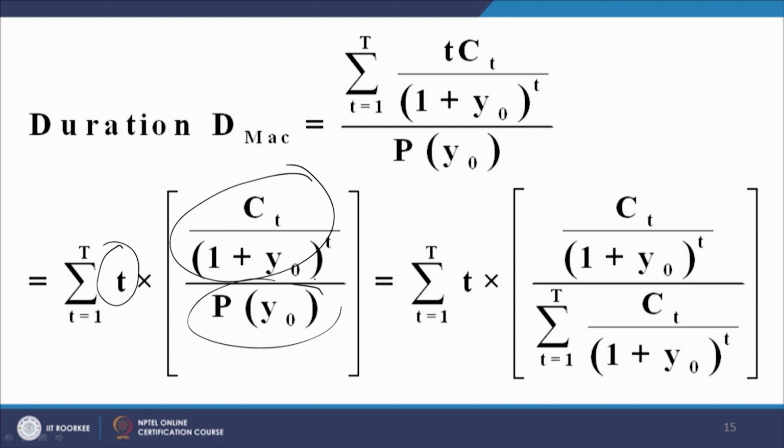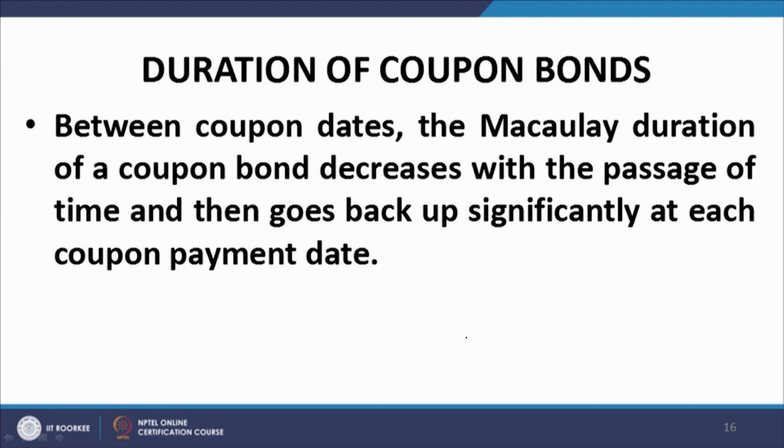What I am trying to say is that we can write P 0 in this form, and if you look at this form carefully, this is a weight and this is the sum of the weights. So, obviously, the sum of the weights will turn out to be 1. If you sum all these weights, you will add a sigma here, and the terms will become exactly the same, and therefore the sum of the weights will be equal to 1. Duration of coupon bonds.